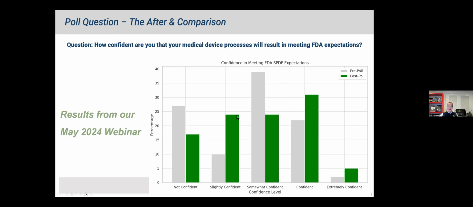The slightly confident category was close to 25 and it's down to 14. So I would say this is indicative of the industry overall coming to terms with the FDA guidance. The guidance only came out originally in September 2023, so last year it wasn't long after that. And I think we see people coming to terms with the guidance here, which is great.